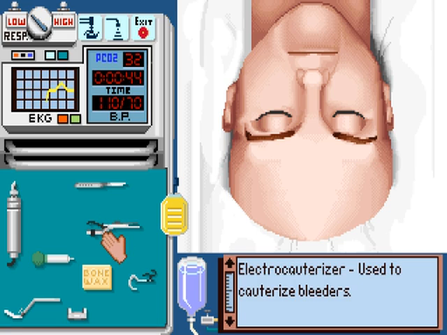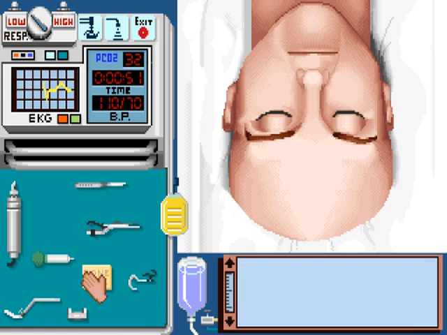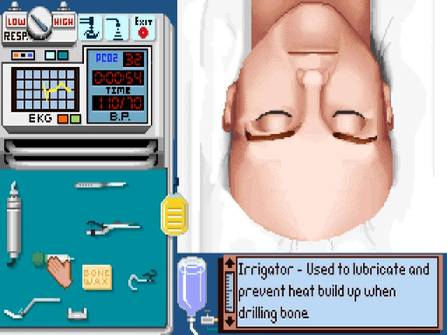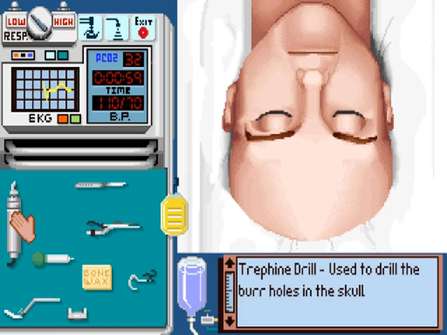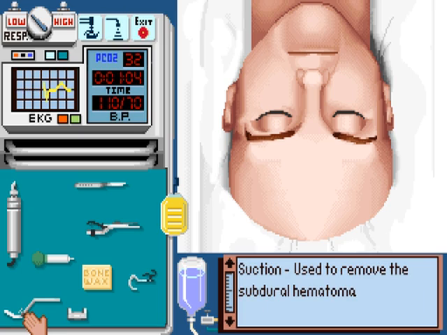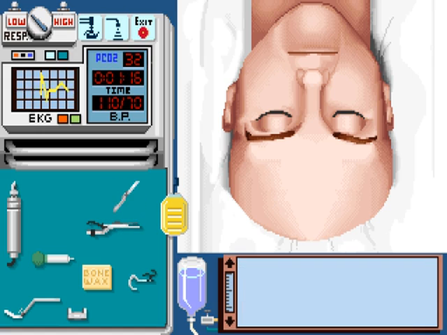Scalpel. Electrocauterizer, used to cauterize bleeders. Fish hooks, anchors the scalp away from the skull. Irrigator, used to lubricate and prevent heat buildup. Trephine drill, used to drill the burr holes in the skull. Yes, the burr holes. Suction, used to remove the subdural hematoma. Rainy clip, place the scalp flap as it is incised. Let's cut.